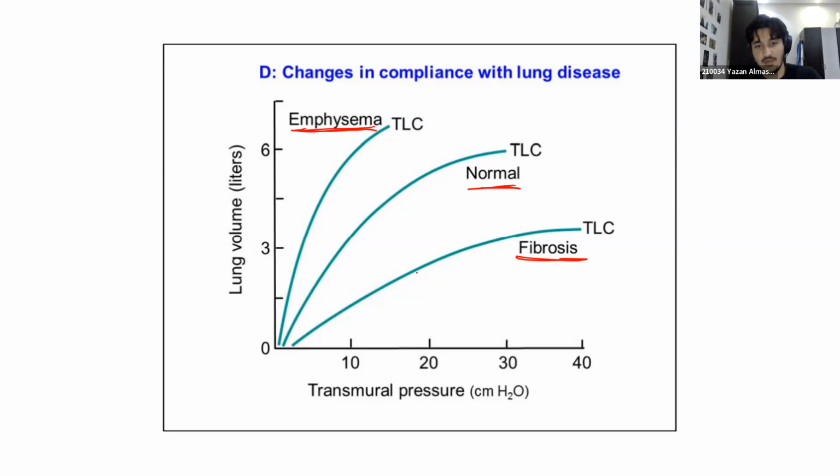As a rule of thumb, we look at the steepness. Here it's not that steep, while on this curve it's very steep, and this is the slope. The higher the slope, the higher the compliance, and the lower the slope, the lower the compliance. All I want you to get from this slide is that in emphysema the compliance is higher than normal, and in fibrosis the compliance is lower than normal. I'm not going to go into the disease process. There's a whole lecture about this, and I'm sure the doctor taught it by now.